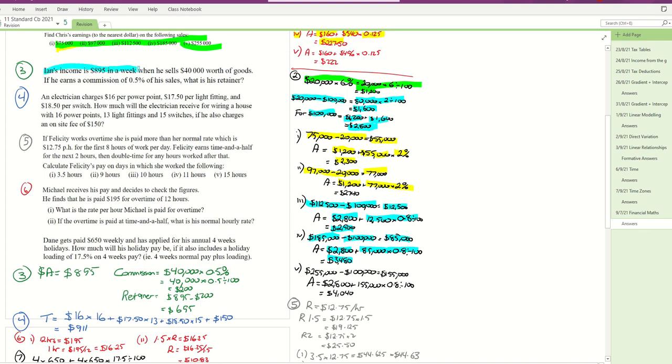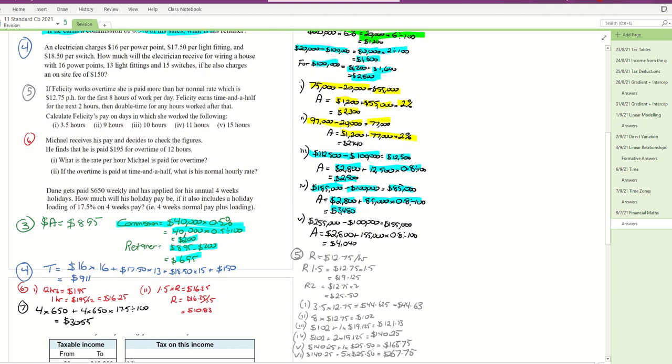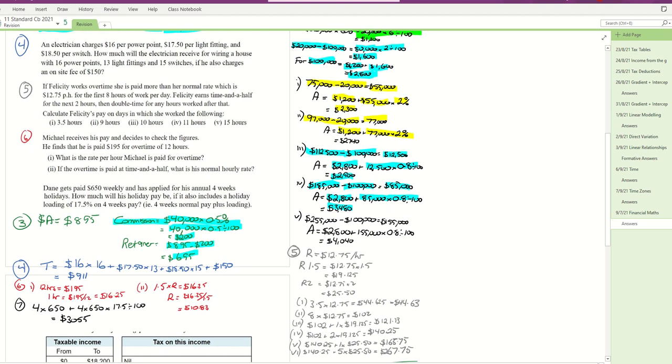Ian's income is $895 in a week where he sells $40,000 worth of goods. He earns a commission of 0.5% of his sales. What is his retainer? We can work out how much he got paid in commission: $40,000 by 0.5, divided by 100. He got paid $200 for commission, and the total he got paid was $895. So his retainer is $895 minus $200, $695.